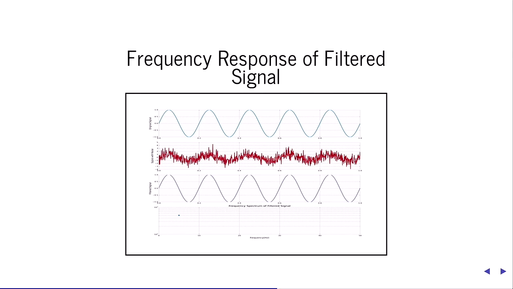The first one is the original signal. The second one is the noisy one. And when we apply the FFT, this is also called bandpass filtering, then we get the original signal, which has a frequency component at 5 Hertz.